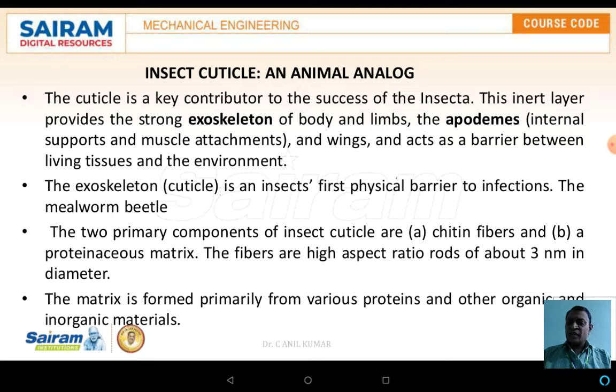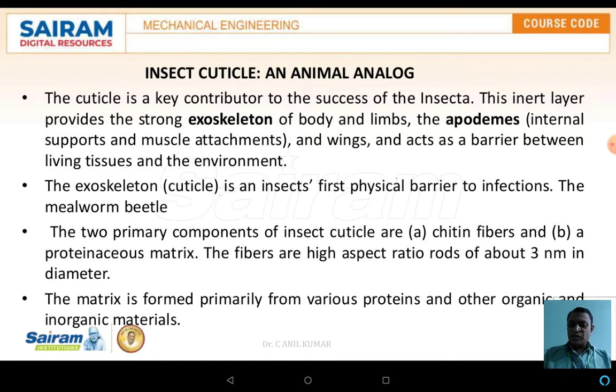This inner layer provides a strong exoskeleton of the body and the limbs, providing internal support and muscle attachment. It also acts as a barrier between the living tissues and the environment. The exoskeleton cuticle is an insect's first physical barrier to infections, as in the mealworm beetle.